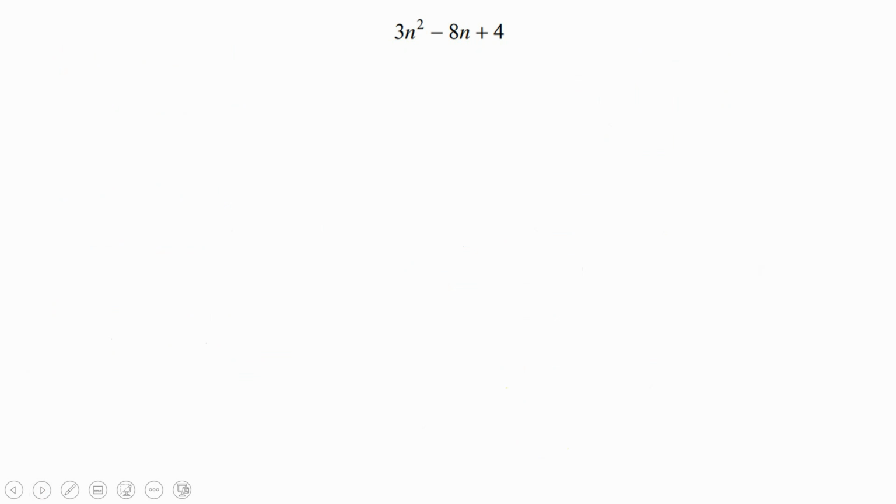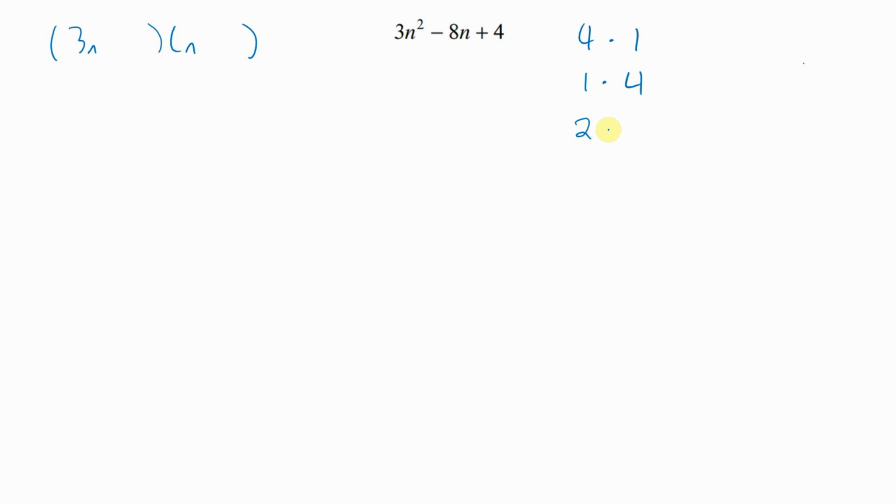All right, very last one I'm going to work out with you. So right off the top, first times first, how do I get 3n squared? The only way that's going to happen is a 3n times an n. That's the only way it's going to happen. How do I get positive 4? Well, let's think about this. That could be 4 times 1. It could be 1 times 4.